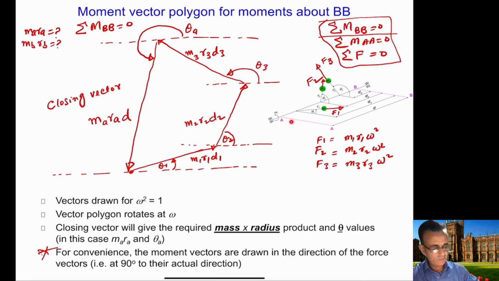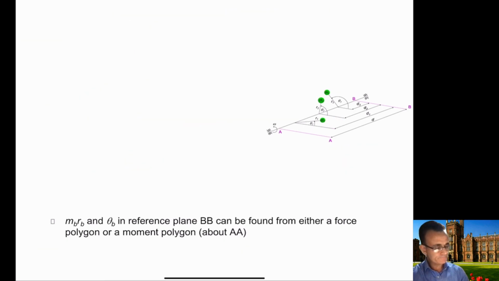AA. So you can take the moments from the AA position, but as you know, the moment polygon is a bit complicated because you need to multiply with the D. So instead of MAA, we will just use the final equation, which is the summation of all the forces equal to 0. In this case, we will just use the force polygon to calculate MBRB.